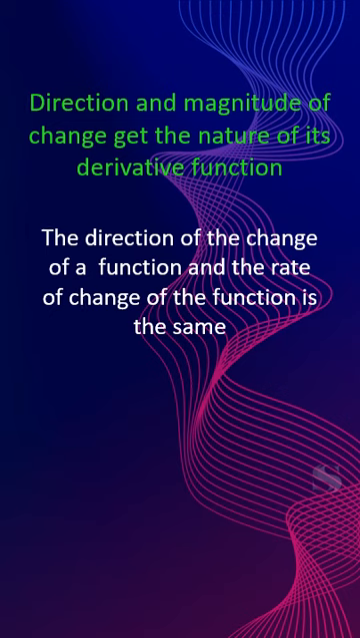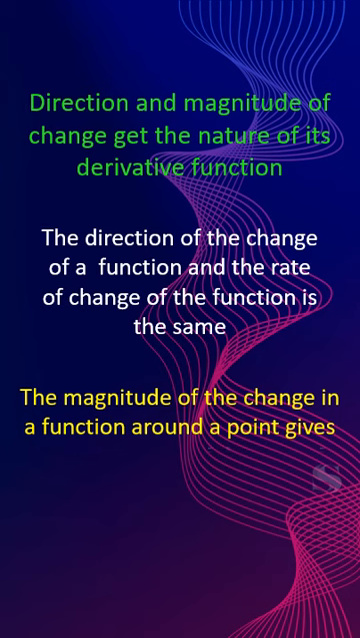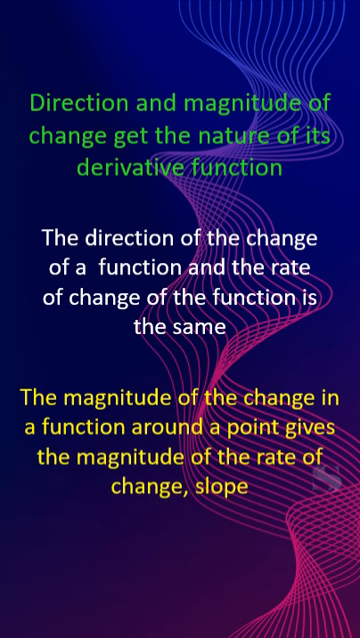The direction of the change of the function and the rate of change of the function is the same. After all, a decreasing function at a point will have a negative rate of change. The magnitude of the change in a function around a point gives the exact amount of increase or decrease in the rate of change around the point. Thus, the knowledge of the magnitude of change of a function tells us about the gross nature of the magnitude of its rate of change around that point.